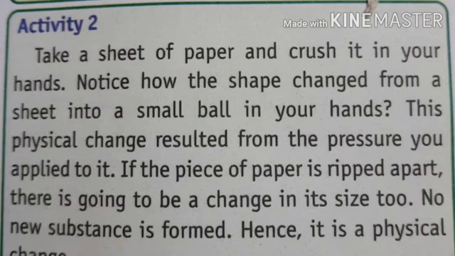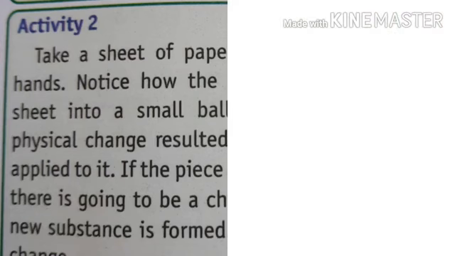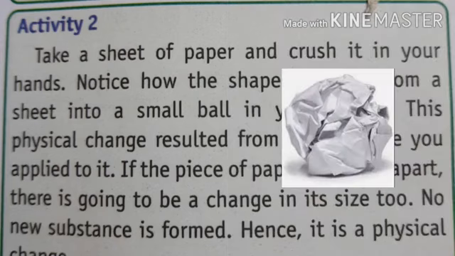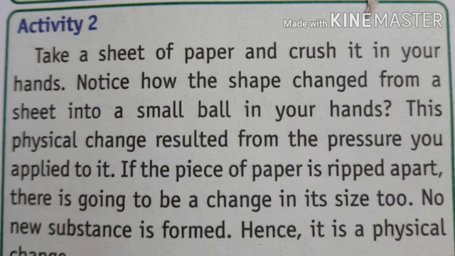Activity 2. Take a sheet of paper and crush it in your hands. Notice how the shape changed from a sheet into a small ball in your hands. This physical change resulted from the pressure you applied to it. If the piece of paper is ripped apart, there is going to be a change in size too. No new substance is formed. Hence, it is a physical change.